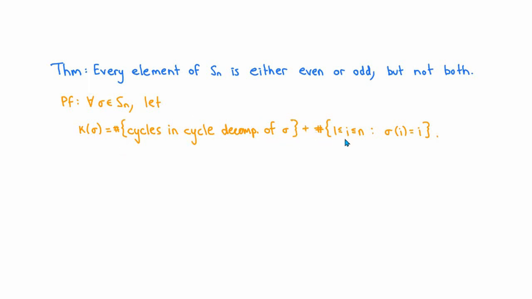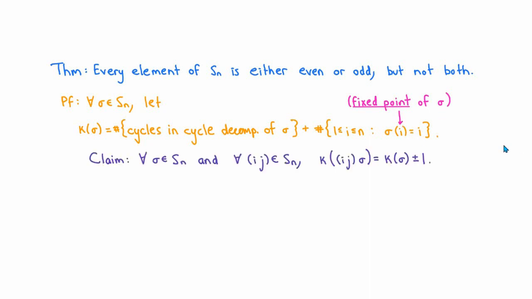Now the second quantity is also obviously well defined, and I want to mention for reference that a point i with the property that sigma of i is equal to i is called a fixed point of the permutation sigma. Well, the proof that we're going to give hinges on a fact which I'm going to state here as a claim: for any permutation sigma and for any transposition, when I multiply the transposition times the permutation, I either increase or decrease the quantity kappa by 1. The proof of this theorem is going to follow relatively easily from this claim. So first let's take a look at the proof of the claim.